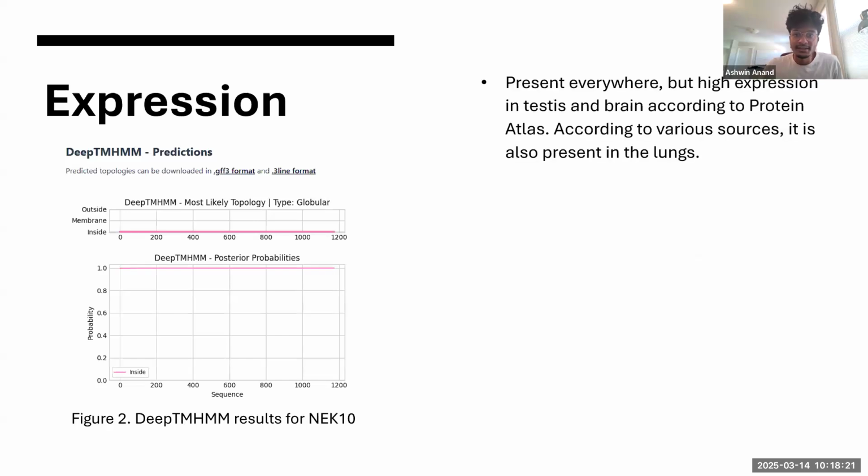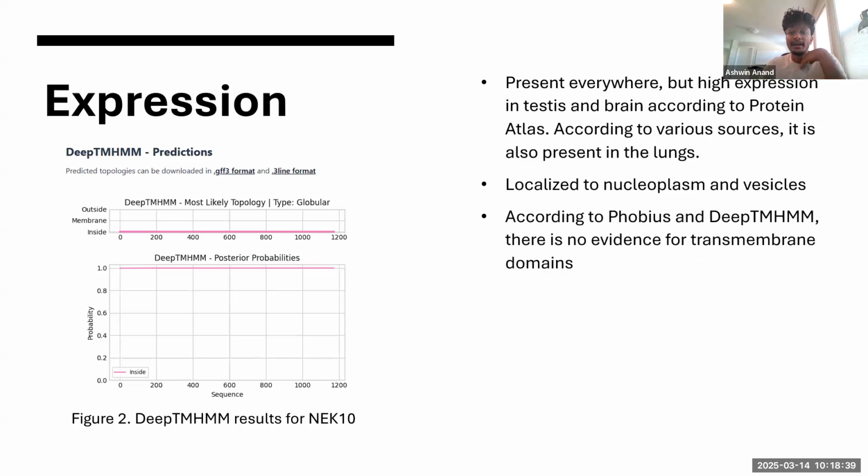For expression, it's present in a lot of different tissues, but high expression is found in the testes and brain, according to Protein Atlas. According to different sources I found throughout the research, it's also present in the lungs. It's localized to the nucleoplasm and the vesicles. According to Phobius and DeepTMHMM, there is no evidence for transmembrane domains, which makes sense because it's in the nucleoplasm.